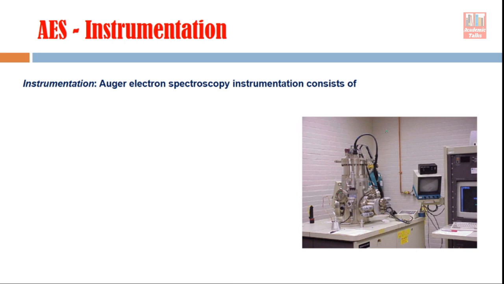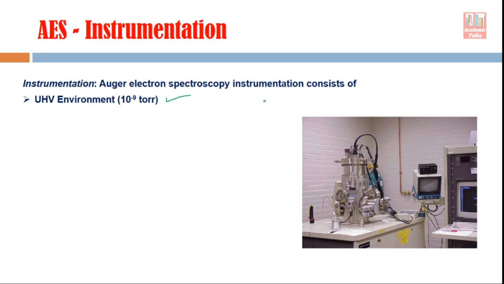Now Auger electron spectroscopy consists of these things. Number one, very important, is UHV, ultra high vacuum. You know it is an E-beam technique. So first we have to generate an electron beam. The electron beam should reach the sample surface. At the sample surface, after interaction, Auger electrons will come out, and these Auger electrons also have to be transported to the detector so that we can detect them easily.